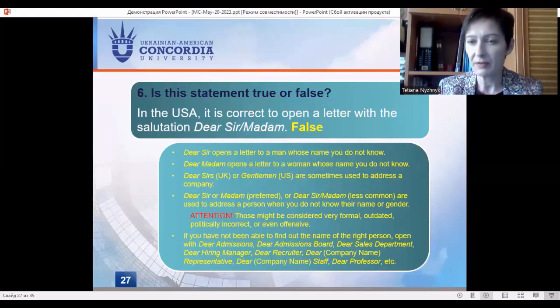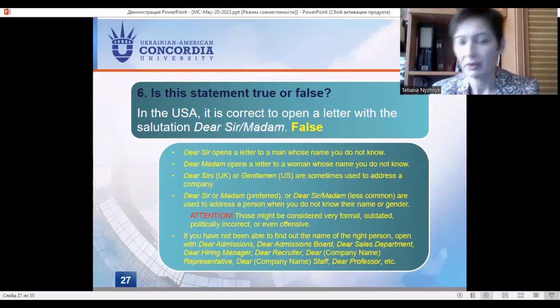Now, let's assume that you know that the person is a man. You should open the letter with dear sir. If you know that the reader is a woman, then you start the letter with dear madam. Now, if you are addressing a letter to a company, you start it with dear sirs or dear gentlemen in the United States.